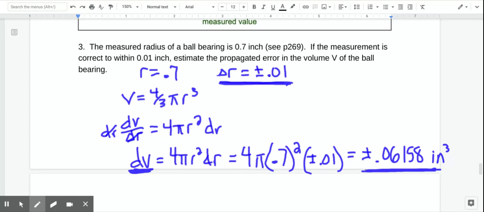So if our measuring device is off by 1/100th in either direction, that means the error in our volume could be off by something like 6/100ths. And as long as that value is within whatever acceptable range, our mechanism is still going to work with that kind of error in volume, then we're okay. So that's just an example from engineering of how we can use differentials.